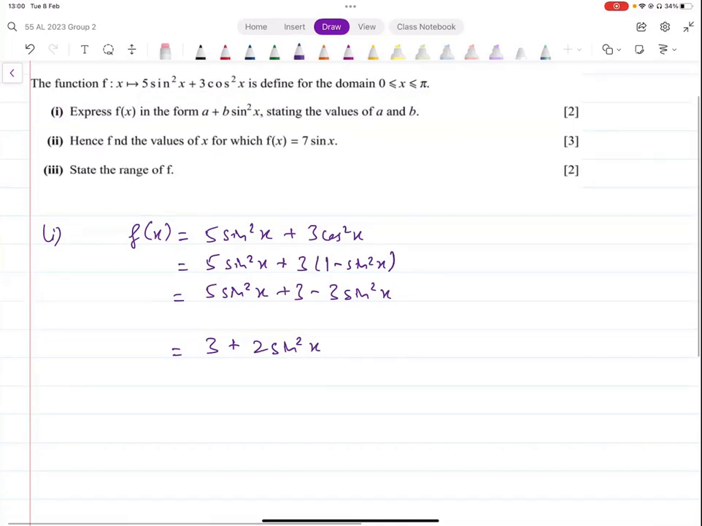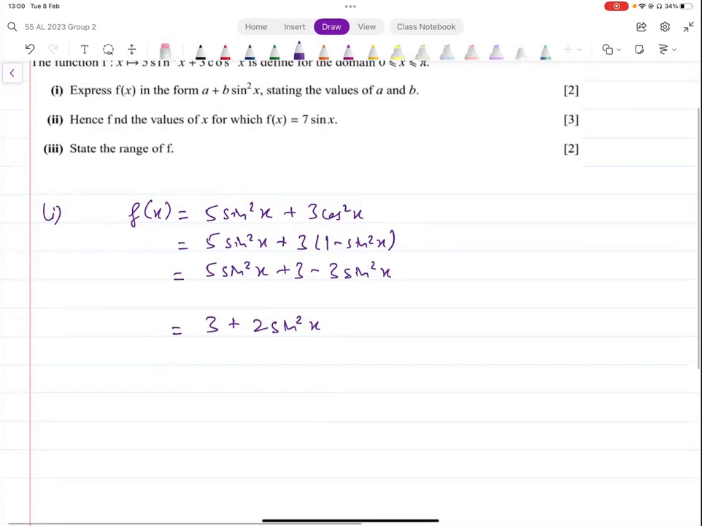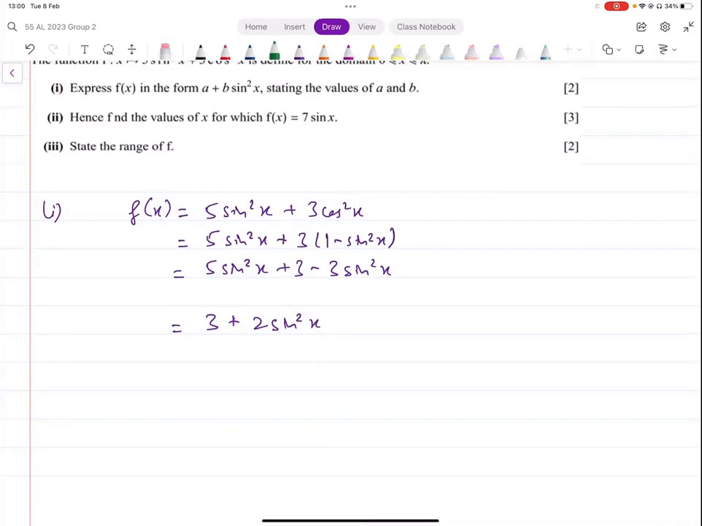Second part says, hence find the values of x for which f of x equals 7 sin x. आपने equation solve करनी है, या आप कर सकते हैं. Second part में just have to solve this equation. 3 plus 2 sin square x equals 7 sin x. Your quadratic equation in sin x. We've done this so many times in trigonometry. You can do that. Let's do the third part.